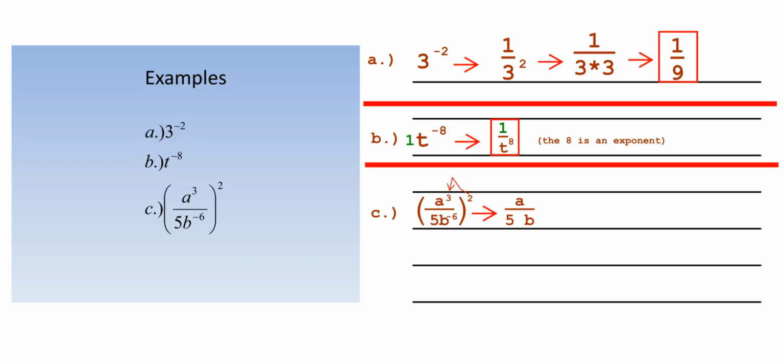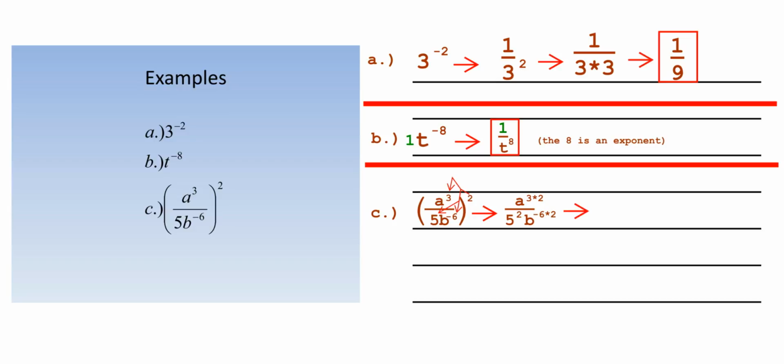Distributing the exponent of the 2 to a to the third gives us a to the 3 times 2. And distributing the 2 to the 5 gives us 5 squared. Distributing the 2 to the b to the negative 6, I should have said, gives us b to the negative 6 times 2.